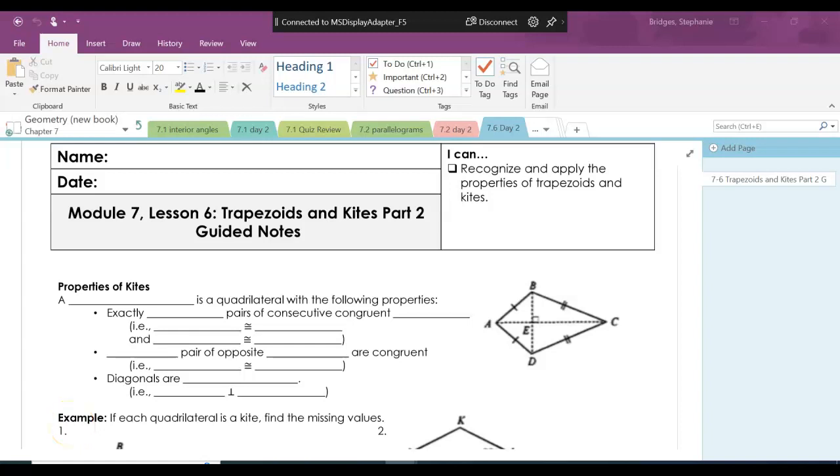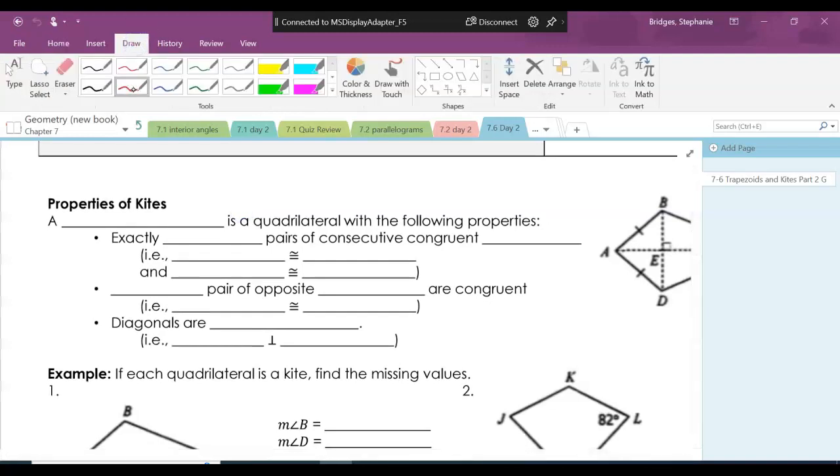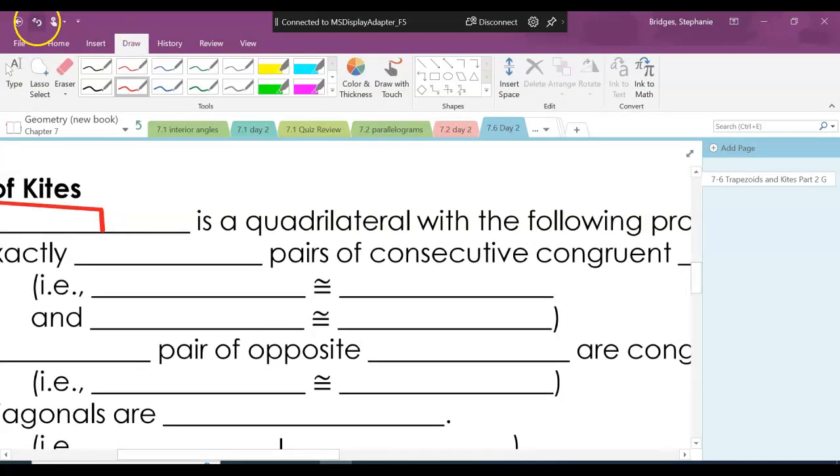There, where we were talking about the properties of a kite, there is a picture of a kite with a bunch of markings in it, okay? So we're going to go through and talk about each property, and those are going to relate to all of the markings that are in my kite. So we're going to start.